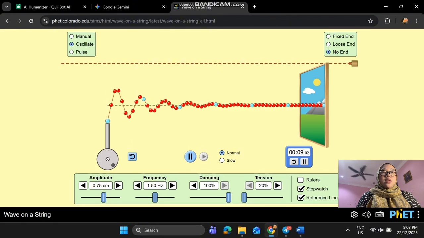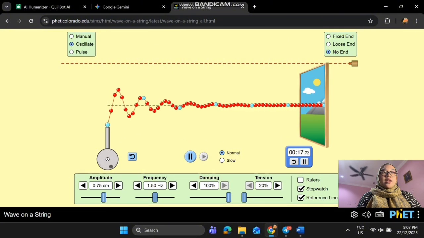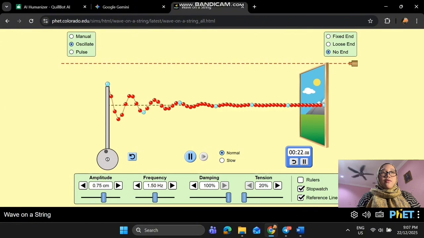For the low tension, I set it to 20%. The string is loose. This makes the wave travel much slower and appear floppy. So the result is the wave dies out very quickly, turning into a flat line before it even gets halfway across the screen.